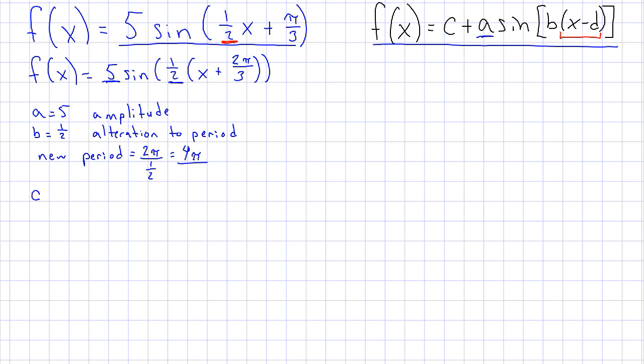C, my function does not have C. I have no plus anything outside of my sine function. So C for me is 0. This is the vertical shift. So that means that I have no shift up or down. My new sine function is going to be centered around the x-axis. And then D, for me, D is 2 pi over 3. And 2 pi over 3 is my phase shift, also the horizontal shift.